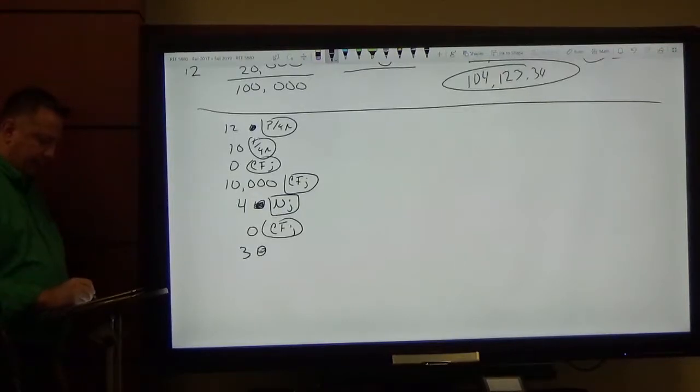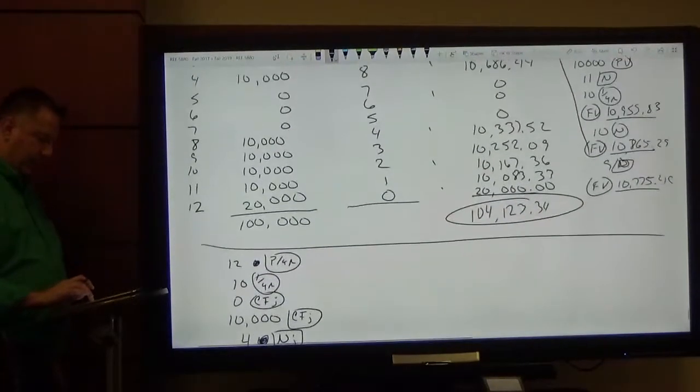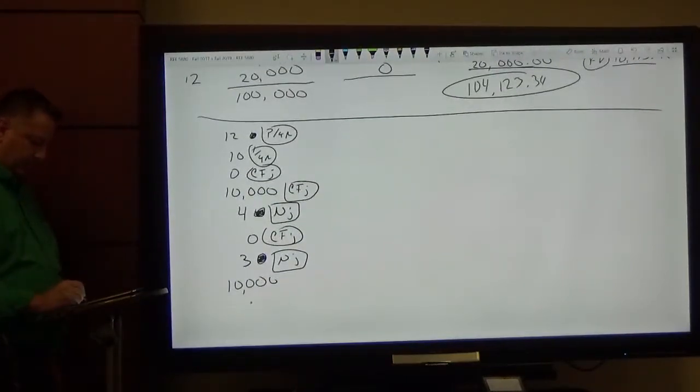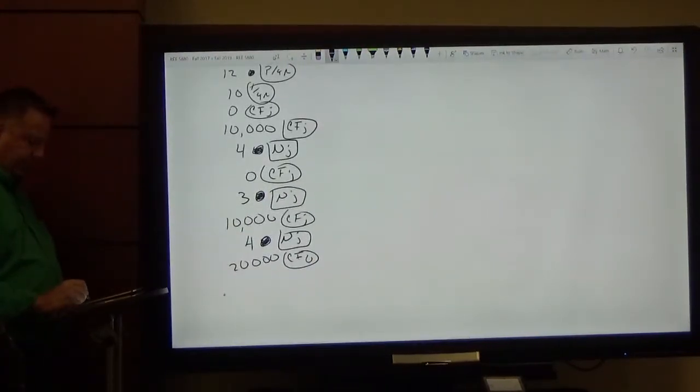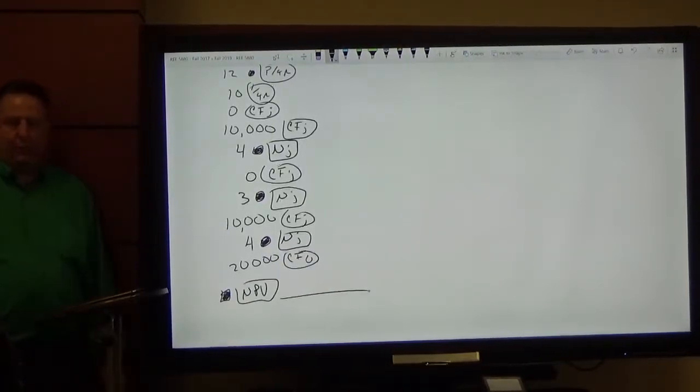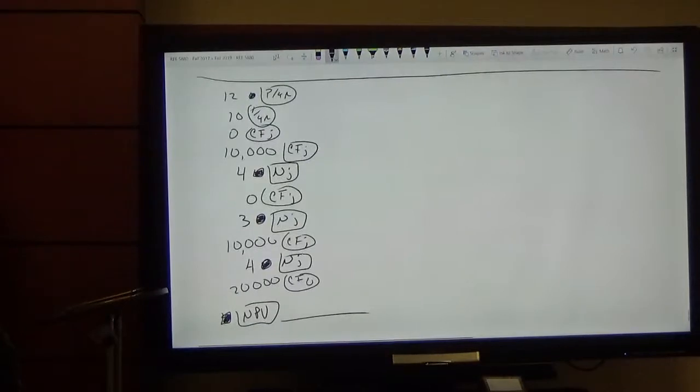Then we have 0 as a cash flow, occurring 3 times, so shortcut that. And then we have 10,000 occurring 4 times. And then we have 20,000 occurring by itself as our final cash flow. All right. And then once we've got all of that, then the first thing we're going to do, we're going to solve for net present value. That's not the answer. That's the first thing we're going to do. All right. So let's go ahead and put that into the calculator, see what we get.